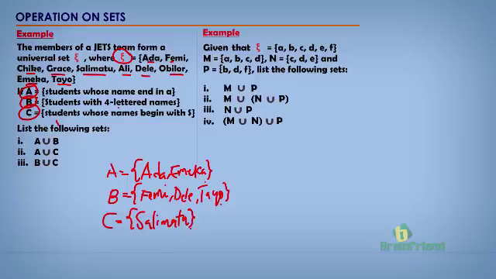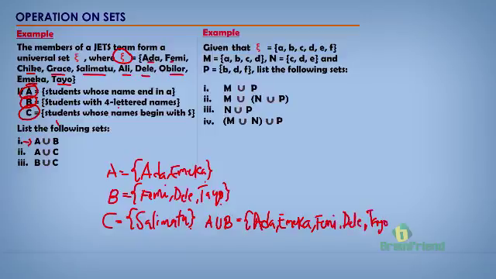Now we've been asked to list the sets of the union of A and B. So A union B would be a set that has elements Ada, Emeka, all from our set A, and also Femi, Dele, and Tayo from set B. That's our union.